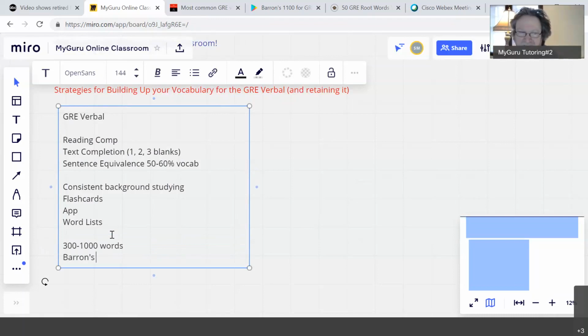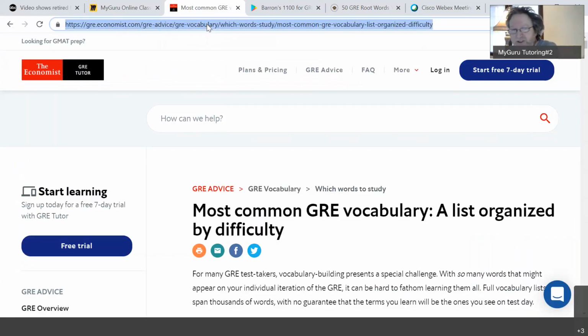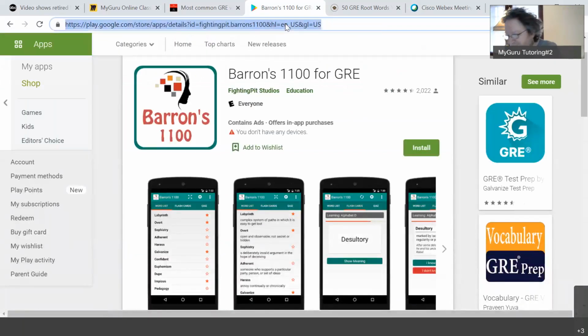So Barron's has good word lists, the Economist magazine, Kaplan. There's a bunch of them, and I can actually put some in the chat window so that you have them on hand. Here's one, if you guys want to copy that. This here is a Barron's app, which is highly rated. I haven't used it myself, but if you want to use your smartphone to do this, there's another one. Okay, so there's a bunch of these.